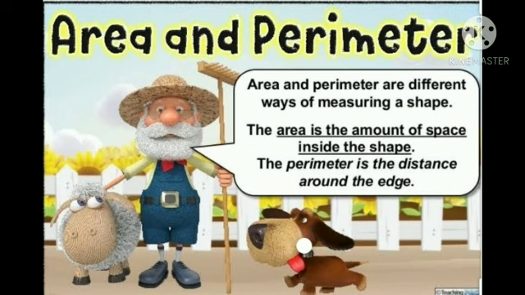Now students, we will see the difference between area and perimeter. Area and perimeter are different ways of measuring a shape. While finding the area, we have to find out the inner space of your closed figure. And while finding the perimeter, we have to find out the distance around the edges of your closed figure.